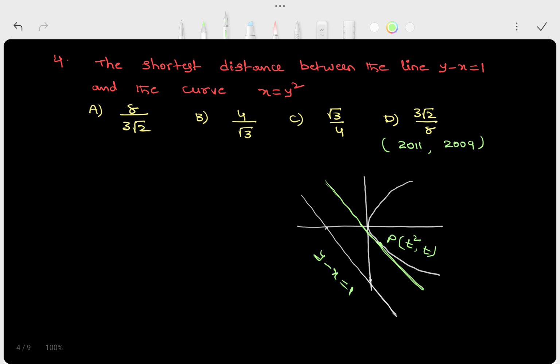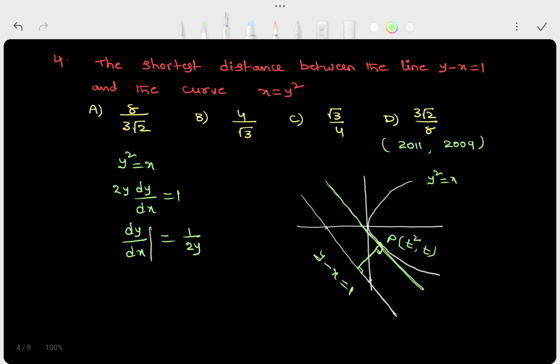Now the distance between these two lines is very clearly the common normal. So the length of the common normal is nothing but the shortest distance. First, y square is equal to x. What is the slope of the tangent at P? The given equation is y square is equal to x. Now differentiate: 2y dy by dx is equal to 1. After that, dy by dx is equal to 1 by 2y.